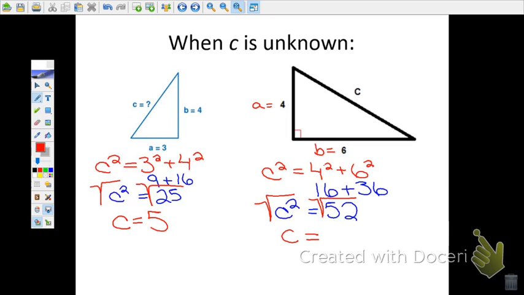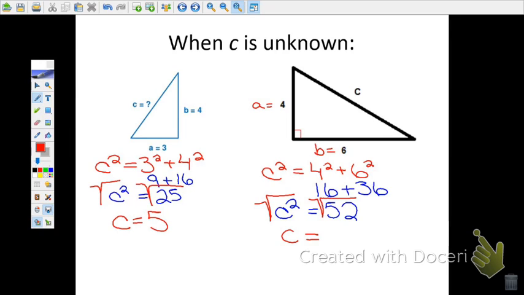The square root of 52: is 52 a perfect square? No, it is not. So I need to simplify the radical, which is what we reviewed yesterday. Do we want to do the perfect square method or the factor tree? I heard both. I can show both. If we're going to do perfect squares, what's a perfect square that goes into 52? 7 doesn't go into 52, and 7's not a perfect square. 6 is not a perfect square. 8's not a perfect square. 4 is a perfect square.